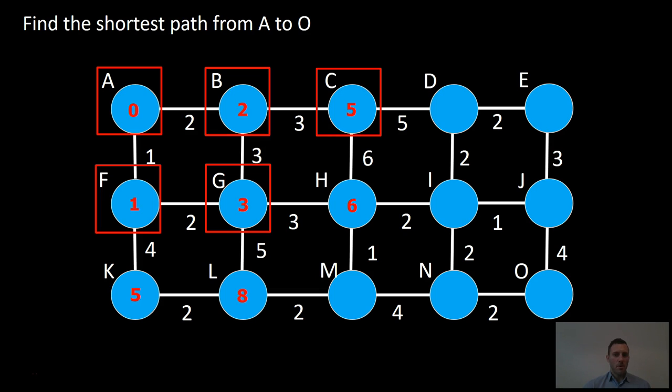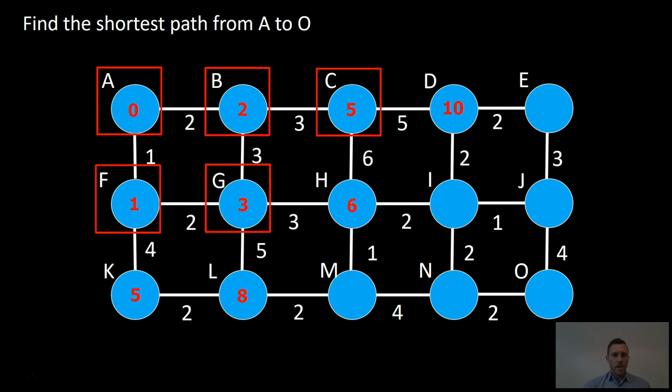Now we consider all unboxed nodes connected to the node we've just boxed. That's D and H. We label D as 10, which is 5 plus 5. H has already got the minimum weight. If we went through C, it'd be 5 plus 6, which would be 11, which is greater than 6, so we'll leave H as 6.